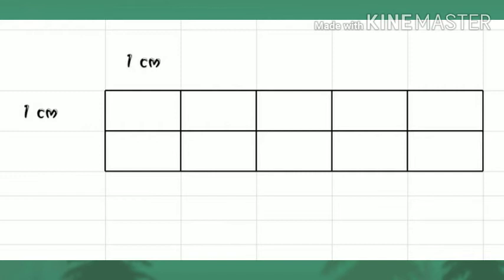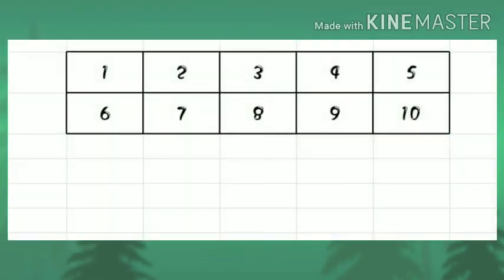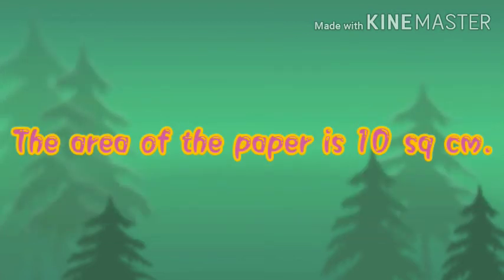To find out the area of this rectangular piece of paper, let us count the number of squares with sides of 1 centimeter on the paper. There are 10 such squares on the paper. Therefore, the area of the paper is 10 square centimeters.